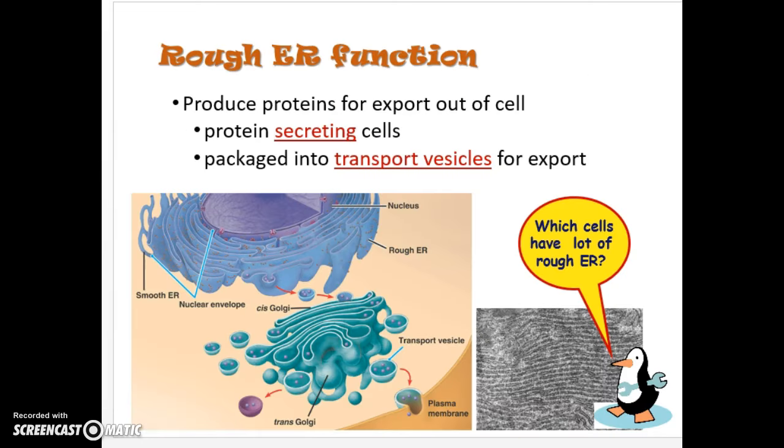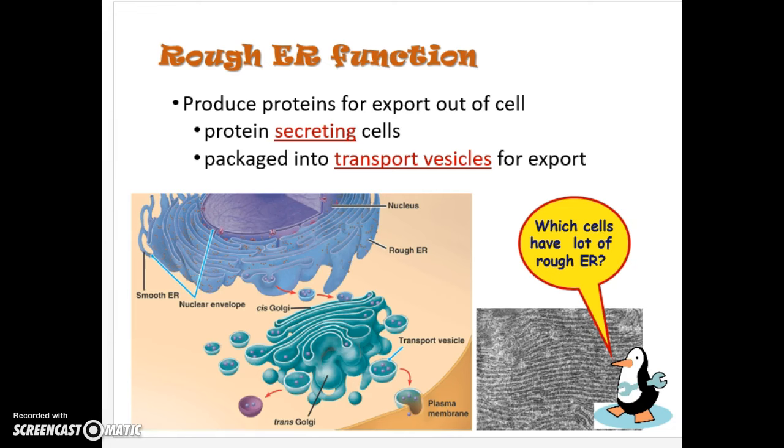Now the rough endoplasmic reticulum's main job is not just to produce, because really the ribosomes are producing the proteins, but to modify the proteins for whatever their function is going to be, either on the cell membrane or out of the cell. Which cells are going to have a lot of rough ER? Any cells that are doing a lot of protein secreting are going to need a lot of rough endoplasmic reticulum. They do that by packaging the proteins in transport vesicles so that they can be excreted or sent out of the cell. A type of cell in the human body that would have a lot of rough ER would be a pancreatic cell.